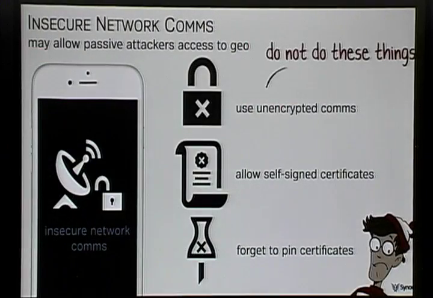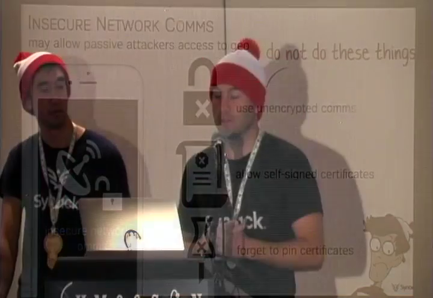So the first one, one of the most common, is insecure network comms. If an app doesn't secure its network comms and geolocation information is transmitted, latitude, longitude, or even images with EXIF data in them, this can allow a passive attacker access to the user's location. So that's really not good. And again, I want to stress this can allow a passive attacker. If someone can sniff the network or see the network comms, they don't have to infect the phone or get the user to click anything. They can just get their location from pretty much wherever.